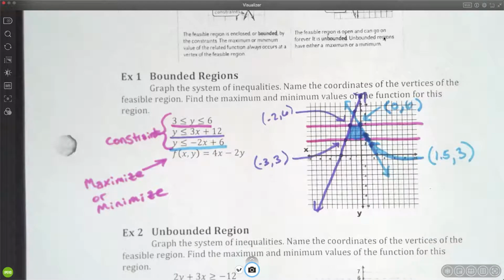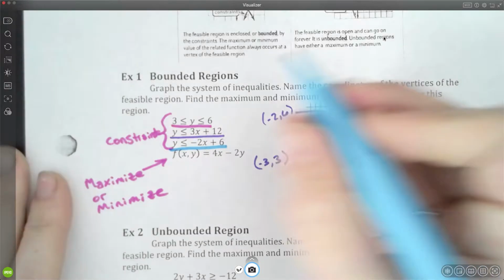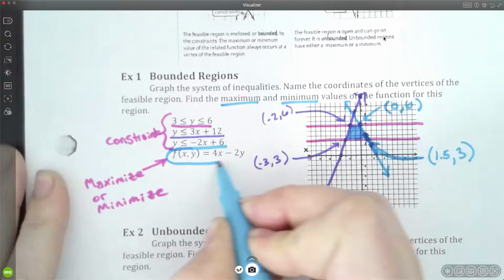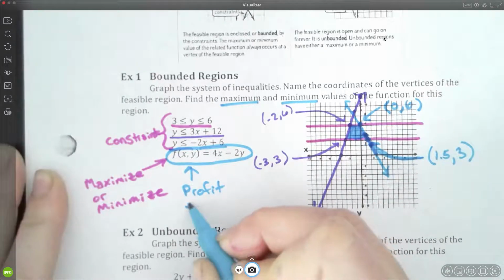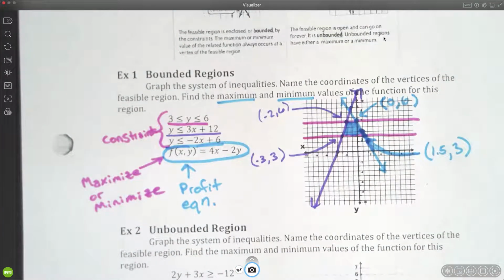Now, the one last thing that we have to do is find the maximum and minimum values according to this guy. This is a lot of times called your profit equation. We're gonna just call him that. There's our profit equation, okay? So these combinations of x and y, like -2, 6 and -3, 3, those are all combinations of x and y. Maybe those are 2 things that I'm making, like shoes and purses or something, right? And I want to produce those shoes and purses so that it will maximize my profit, right? Or so on and so forth.